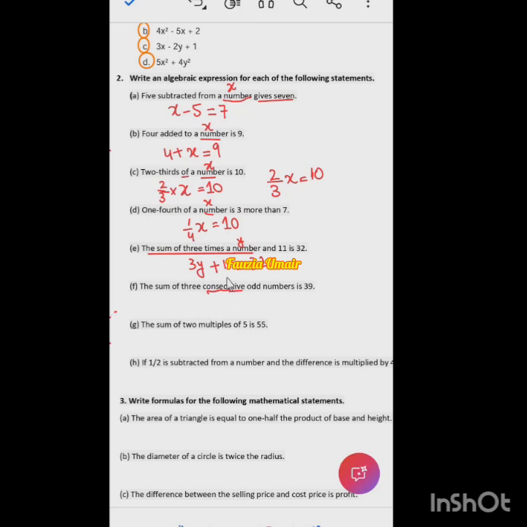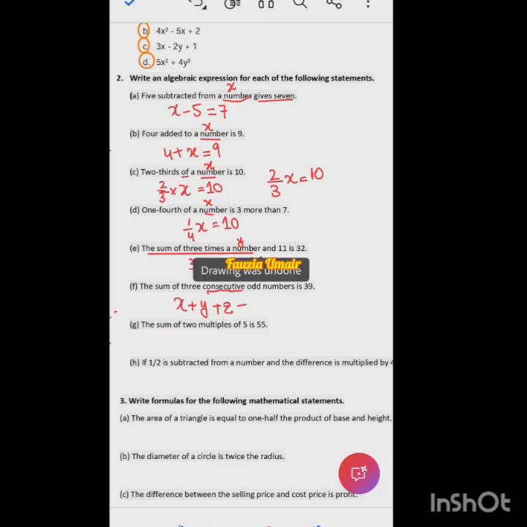Whenever this word consecutive number is there, you have to remember you should use one variable. Now if I say there are three numbers, one is x, other is y, other is z, equal to 39, this is wrong because x, y, z are three different odd numbers. So we cannot make sure they are consecutive odd numbers. So this cannot be the right statement.